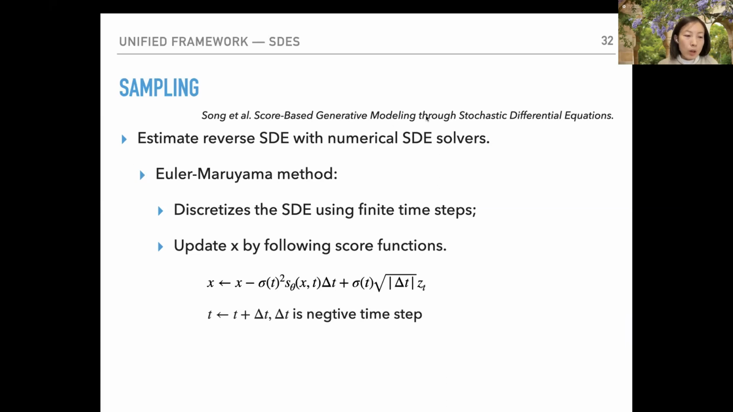After training the neural network, we can estimate the score function with a numerical SDE solver, and the Euler-Maruyama method is the easiest numerical SDE solver. First, it discretizes the SDE using finite time steps, and then it updates x by following these two steps. It chooses a small negative time step and iterates x using this formula.